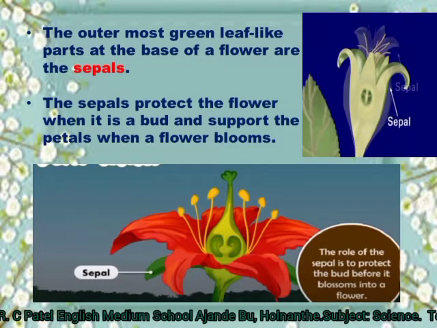Let us see what is sepals. The outermost, most green leaf parts at the base of a flower are the sepals. Here you can see in the picture. The sepals protect the flower when it is bud and support the petals when a flower blooms. The role of the sepal is to protect the bud before it blossoms into a flower.